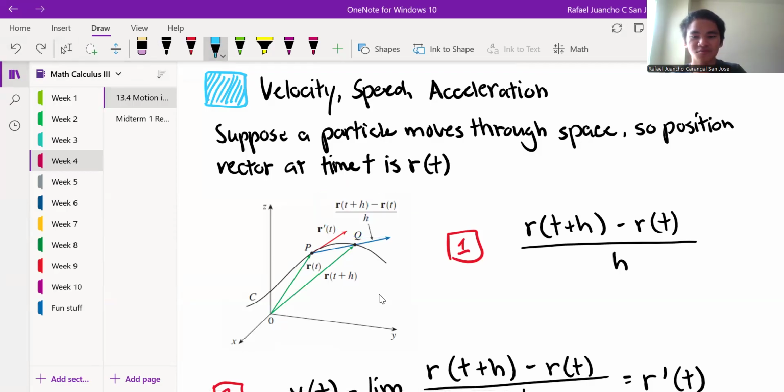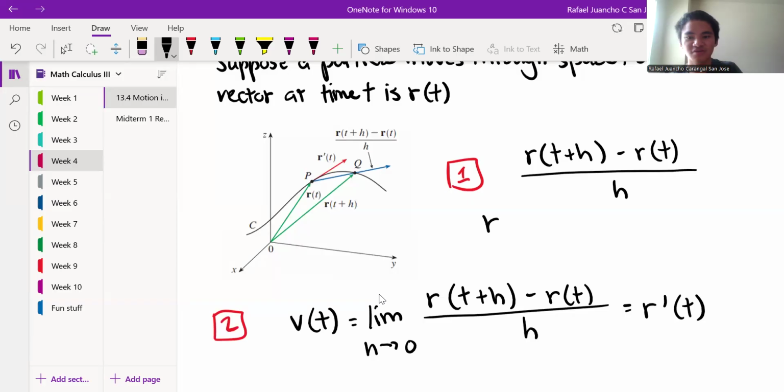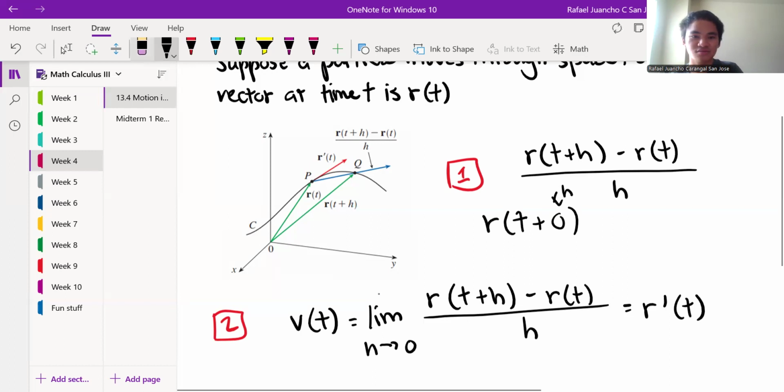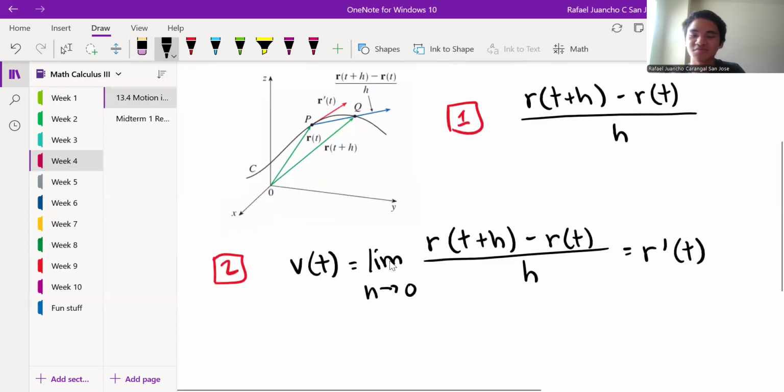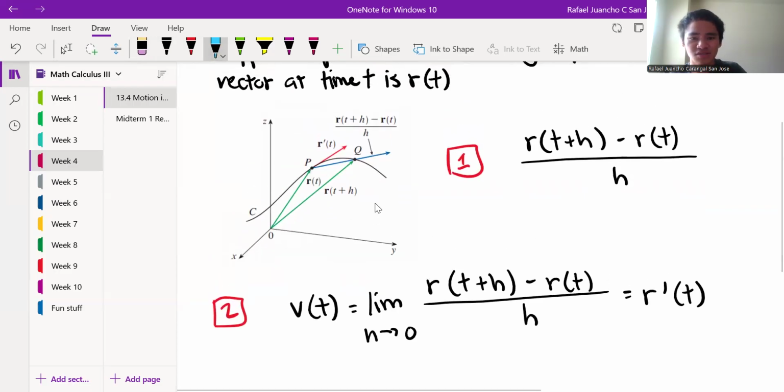And as h approaches 0, let's say this is my h. Oh God, that was a bad drawing. This is my h, right? As it's 0, it's basically just going to be r of t. And so as we take the limit, a Calculus 1 concept, as h approaches 0, this thing is going to go here.